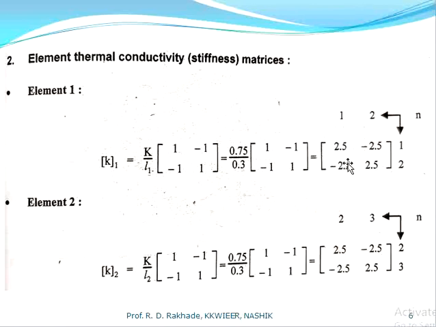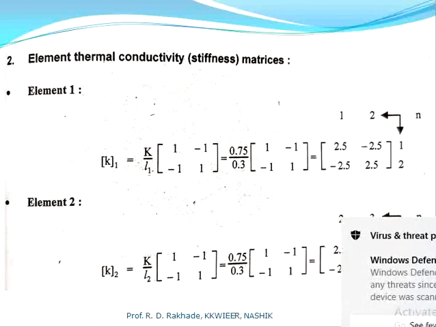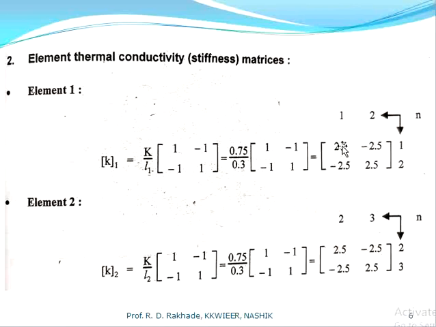So this matrix represents a 2 by 2 matrix because the element has two nodes. So this place represents 1 1, 2 1, meaning first column, first row. This is second column, first row. This position is considered as 2 1, 1 2 and 2 2.